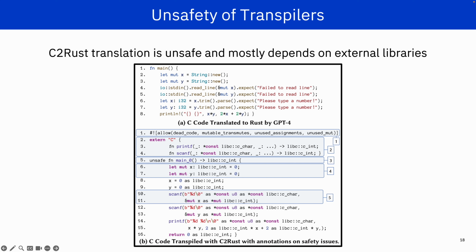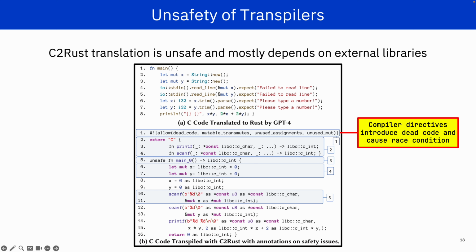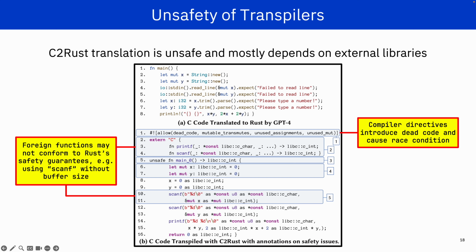which uses a lot of Rust-specific code constructs in order to solve this problem. However, the code at the bottom is generated by the C to Rust transpiler, and it has certain problems. First of all, it uses compiler directives which can introduce dead code and cause race conditions with mutex locks. It also uses foreign functions from C, like printf and scanf, without determining the buffer size, which can lead to memory leakage.